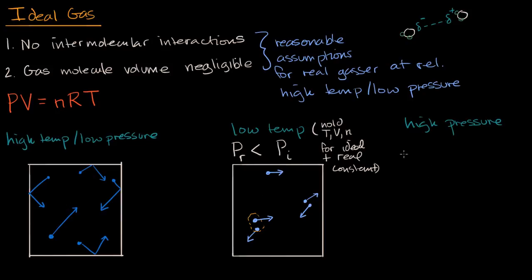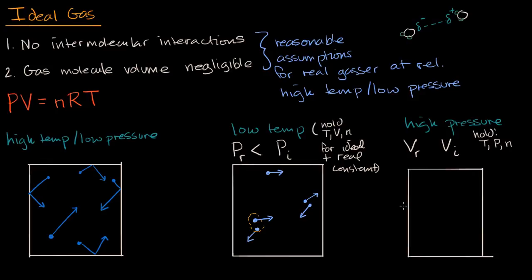Now let's go the other way. Let's think about high pressure, and let's compare what a real gas would do to an ideal gas, but we're going to compare volume. So we want to compare the volume of a real gas compared to the volume of an ideal gas, and we're going to hold temperature, pressure, and number of moles constant. So for an ideal gas, let me draw my container again, an ideal gas right over here, it shouldn't matter that it's high pressure. We're assuming these things here.